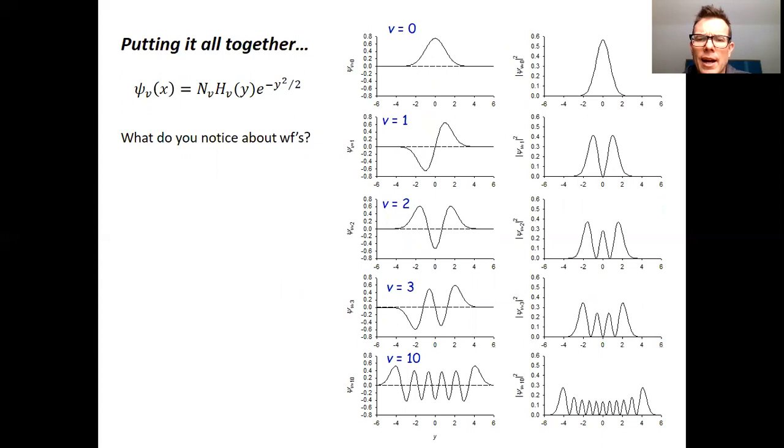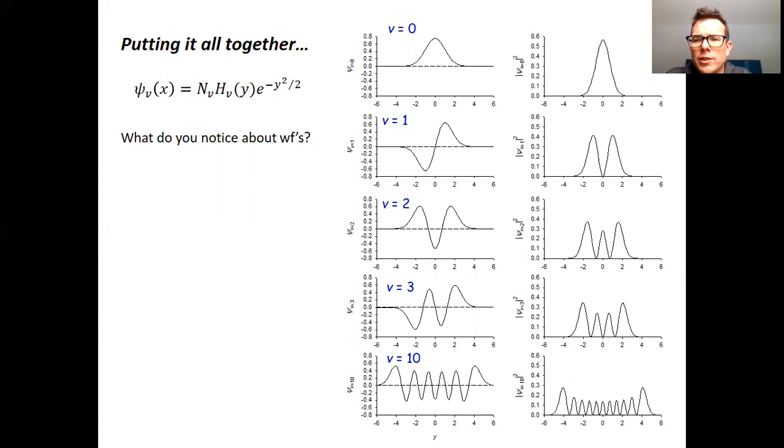Here are the quantum harmonic oscillator wave functions for v equals 0, 1, 2, 3, 10. On the right, I've squared these and you can get the probability distributions, psi squared. So we should just take a second and interpret these a bit. That's sort of our third step.